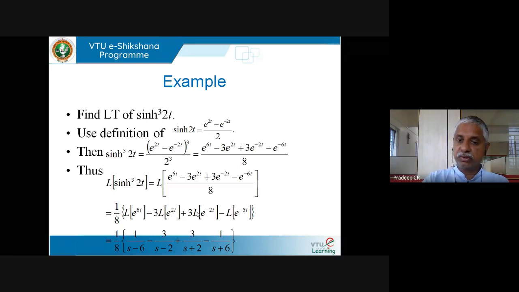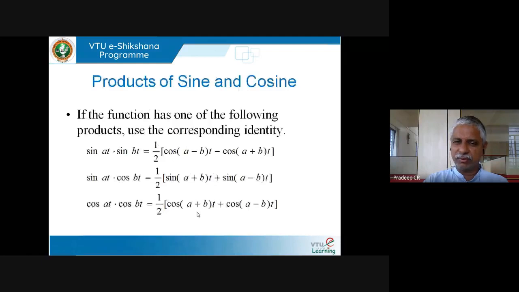And then I also told several examples about powers of sine, powers of cos, not all powers, sine square, cos square. In that case, we use the formula which says cos 2t is cos square minus sine square, which is the same as cos 2t is 2 cos square minus 1 or 1 minus 2 sine square. So we use this formula if I want to find Laplace of sine square 5t and things like that, or cos square 7t, something like that, cos square 8t, sine square 8t. We use that formula and do it.